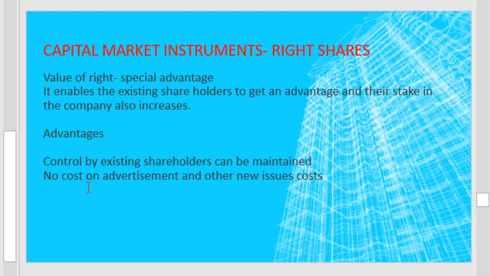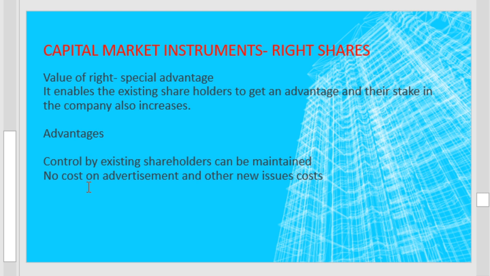The advantages of right shares are that they give a special advantage. The value of the right is lower than the market price, therefore shareholders get a special advantage. It enables existing shareholders to benefit, and their stakes in the company also increase. Control by the existing shareholders can be maintained by giving proportionate shares to them.